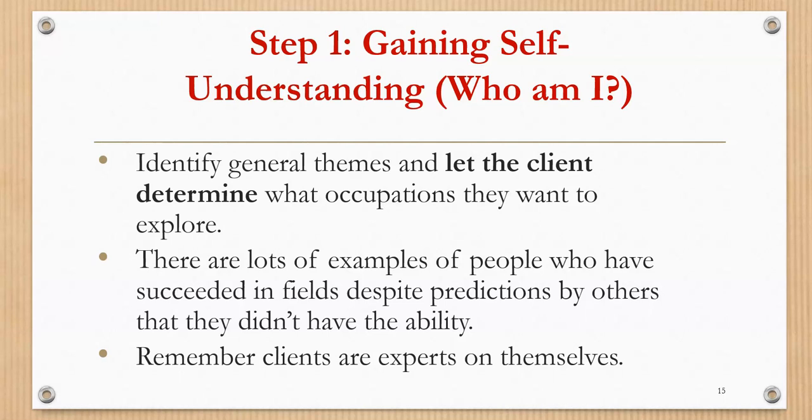Whatever occupation they're interested in, our obligation is to help them pursue and explore that in a very objective manner, without influencing them one way or another. Going back to some of those fundamental principles we've talked about all through the program, it's really important to remember that clients are experts on themselves. And again, there are lots of examples of people who've succeeded in fields, even though others said they didn't have the ability. There are examples of people who get into a field and succeed, even though at the time they tried to enter it there weren't great job prospects, but they were very determined. So there are lots of other factors that can influence whether someone gets into an occupation and succeeds.